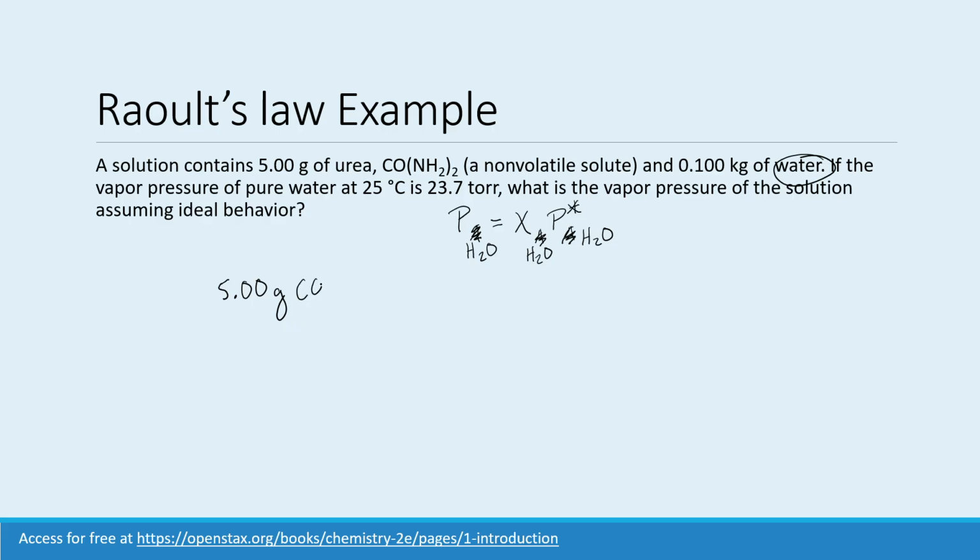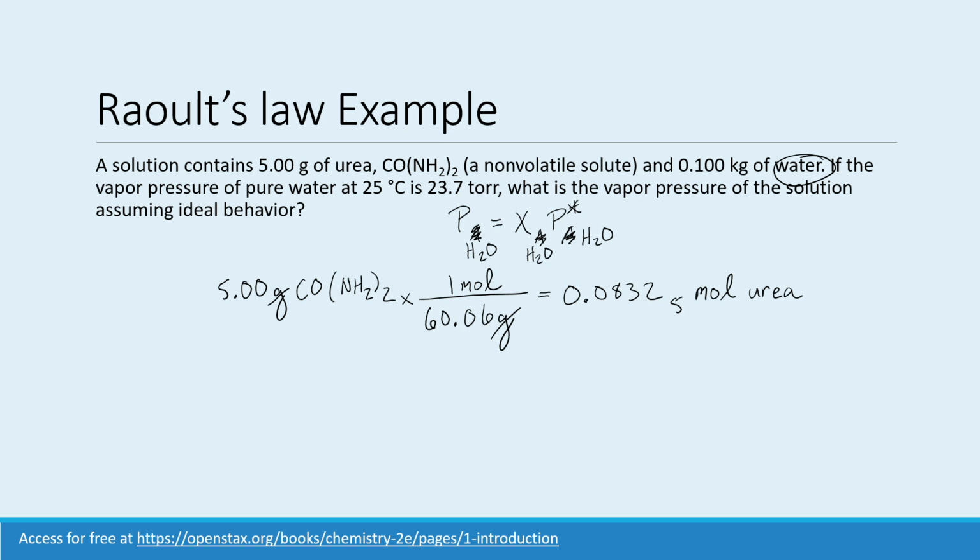We've got 5 grams of urea, so that's our CONH2, and we need the molar mass of that. We're going to divide by the molar mass, which is roughly 60.06. Remember, I'm getting these from the periodic table by adding up all of the elements in the compound. So those grams cancel, and we're left with moles of our solute, which is 0.0832. Again, starting with 3 sig figs, so I'll carry 4 for now, and that is moles of urea.